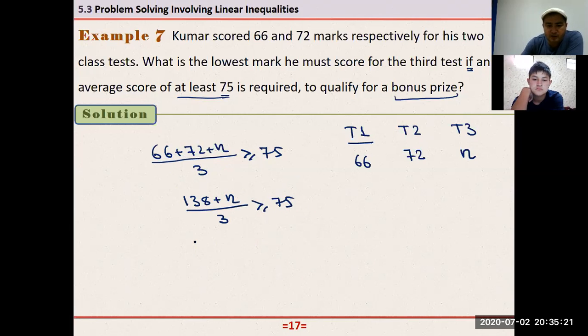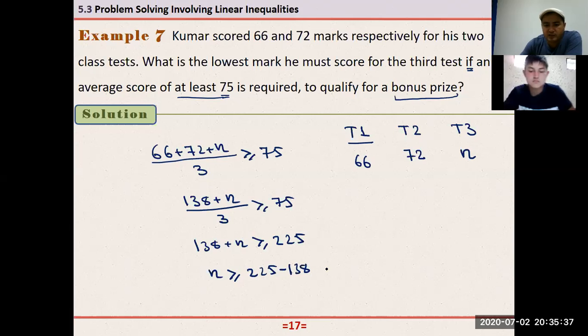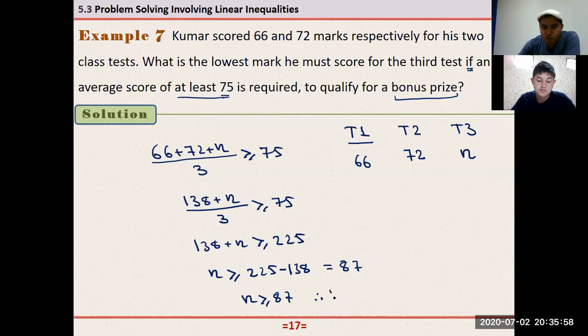Multiply both sides by 3. 138 plus n is greater than or equal to 3 times 75, 225. Or n is greater than or equal to 225 minus 138, which is equal to how much? 87? 87. It is 210, 225. That's correct. So n is greater than or equal to 87. So our answer is Kumar.